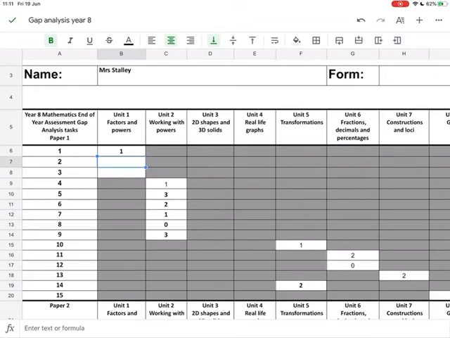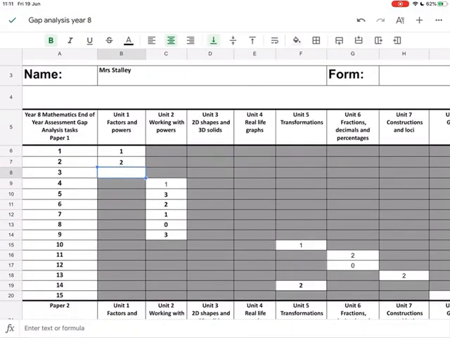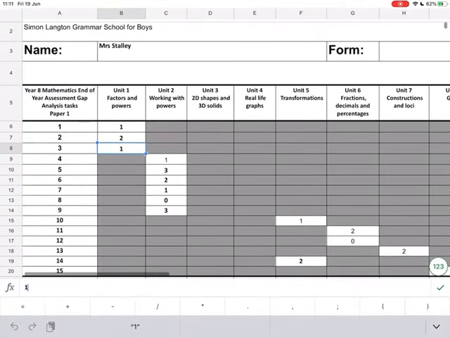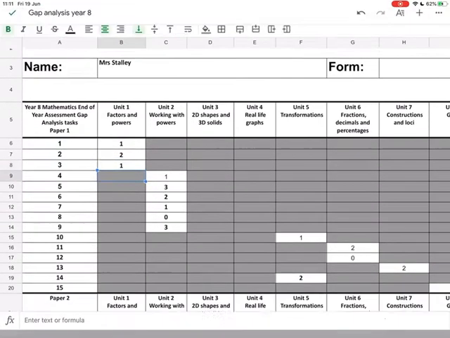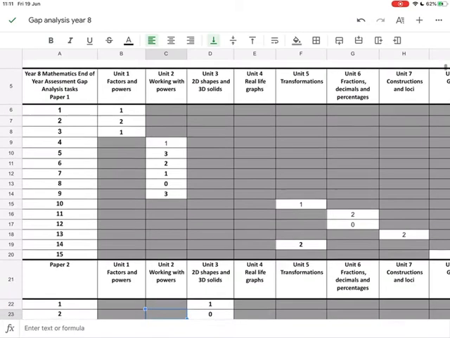Then I go to my question 2 and I see how many marks were available on there and how many I got. So let's say I got 2 marks in question 2. And then I go to question 3 and I see how many marks I got in question 3, and maybe that was another 1 mark. Okay, question 4 we can see is in the column working with powers from Unit 2. So I've just filled in some random numbers for the rest of the questions in paper 1.